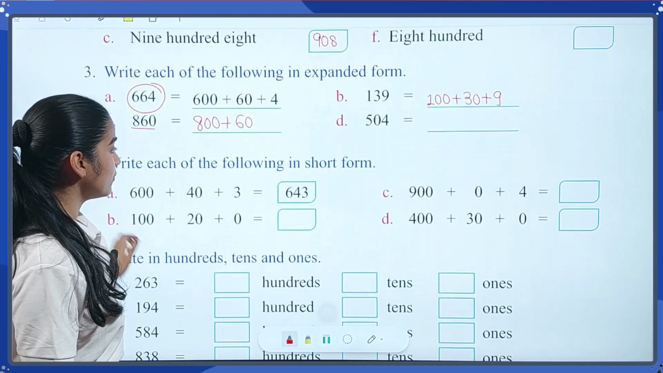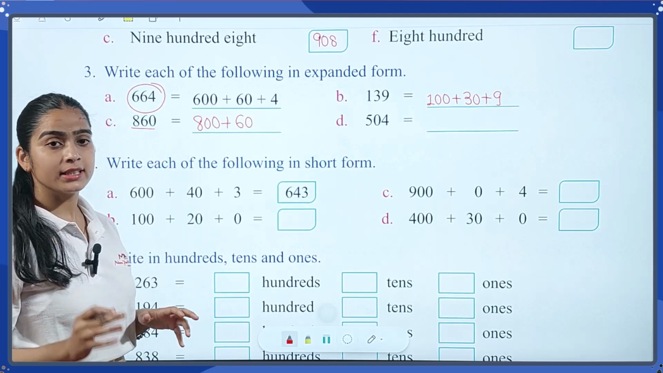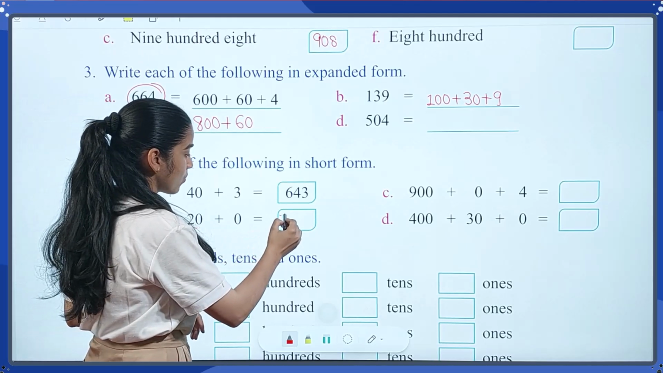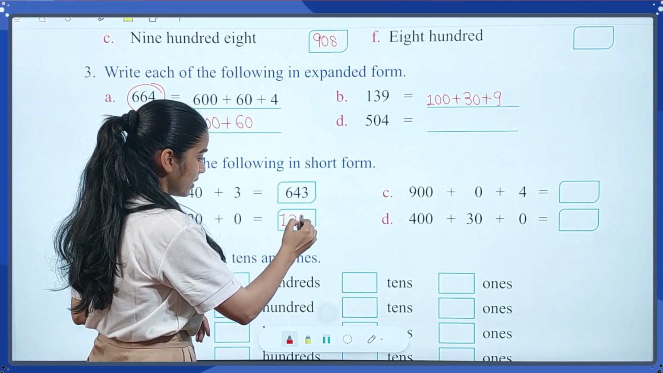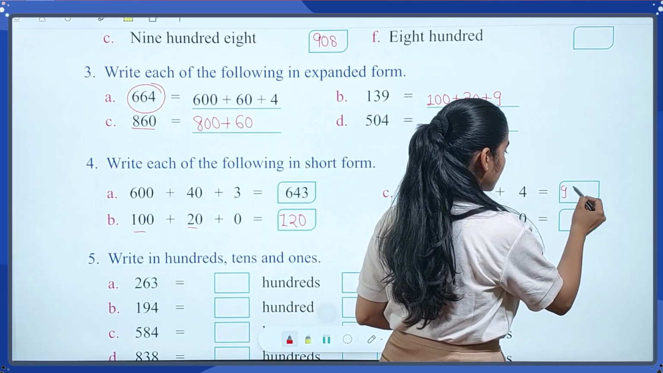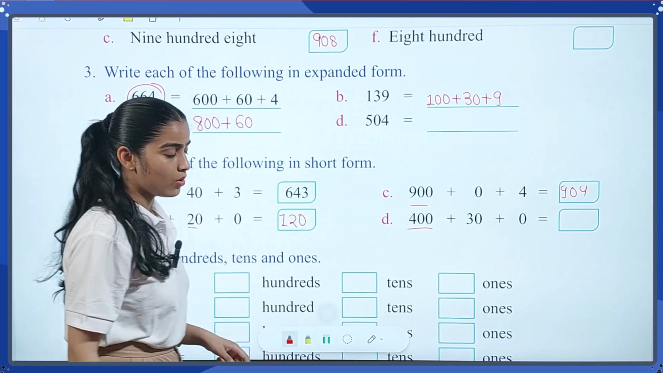Write each of the following in short form. So now we have to write in the compact form. So 100 plus 20 plus 0, that is 120 we have. In this we have 900, the tens value is 0, so 904. And you have to write this one on your own.